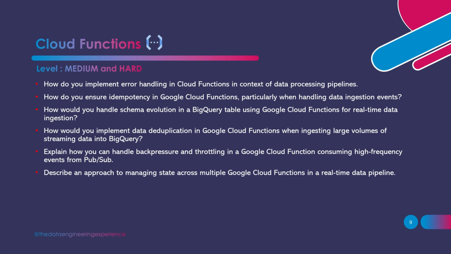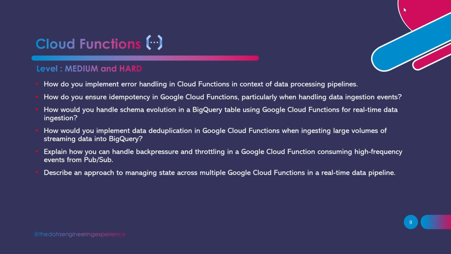Our final question is a bit tricky. It's asking us to describe an approach to manage state across multiple cloud functions in a real-time data pipeline. This question is a bit tricky because cloud functions are inherently stateless by nature, so managing the state is a bit difficult but not impossible. So how do we do it?